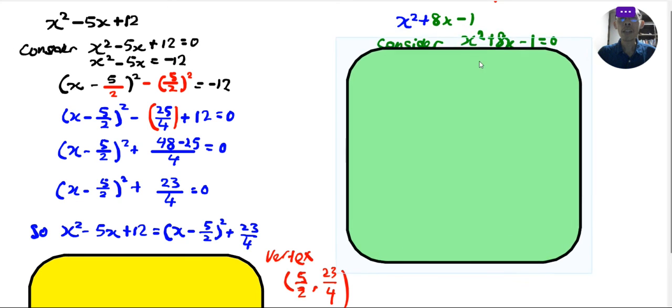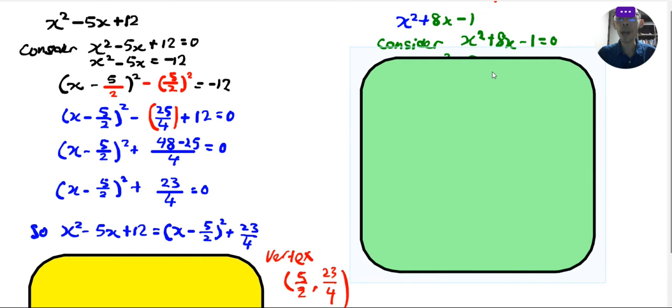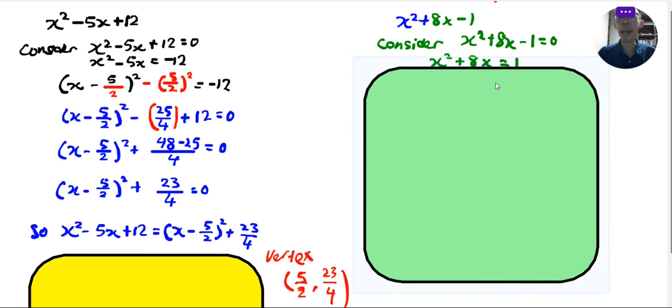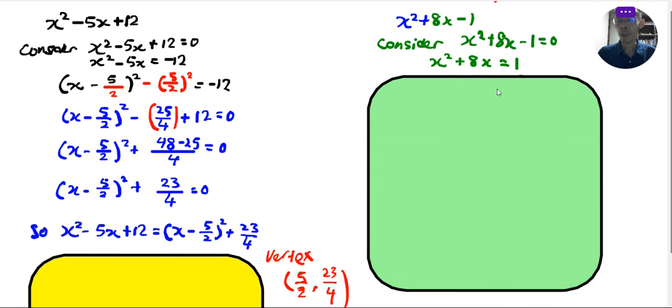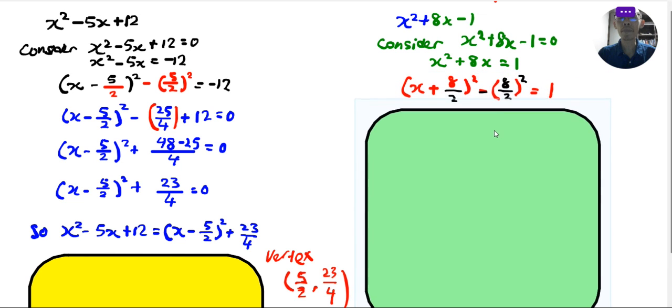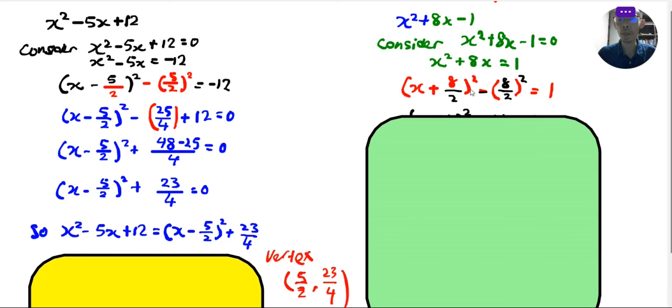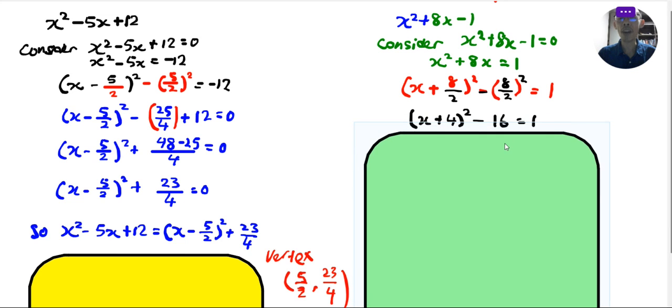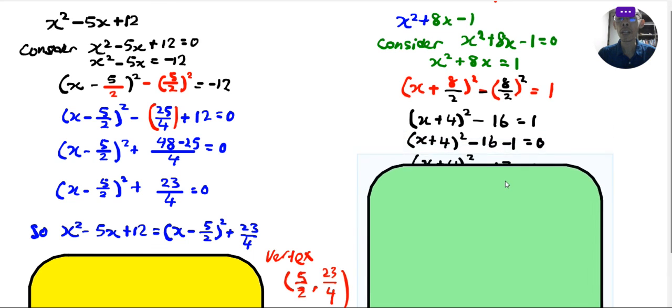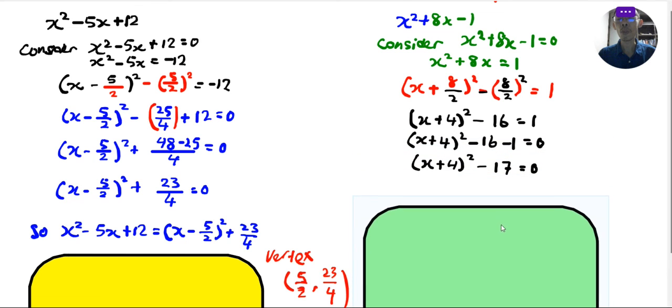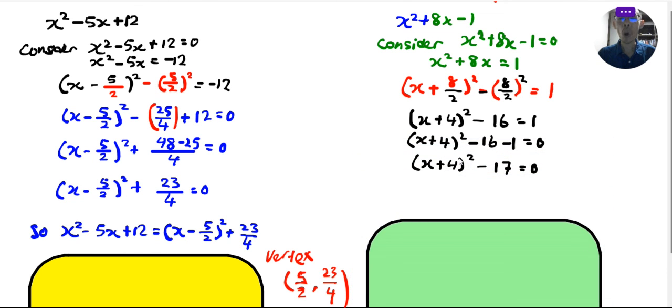Okay, welcome back. Now, let's look. Did you get this step right? Very good. Now, what is the next step? Yes, you put the -1 to the other side. Okay, now what do we do? Right, create the bracket x plus 8 over 2, everything squared, minus 8 over 2, everything squared again, equal to 1. Now simplify, so this becomes x plus 4, everything squared, minus 16, equal to 1. Then simplify again, we will get our vertex form.